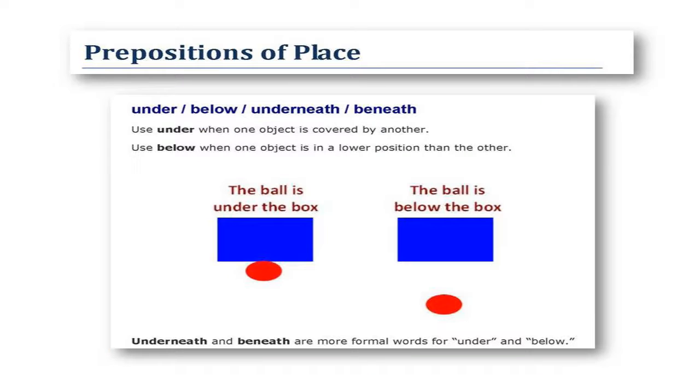Under, below, underneath, beneath. Use under when one object is covered by another. Use below when one object is in a lower position than the other. The ball is under the box. The ball is below the box. Underneath and beneath are more formal words for under and below.